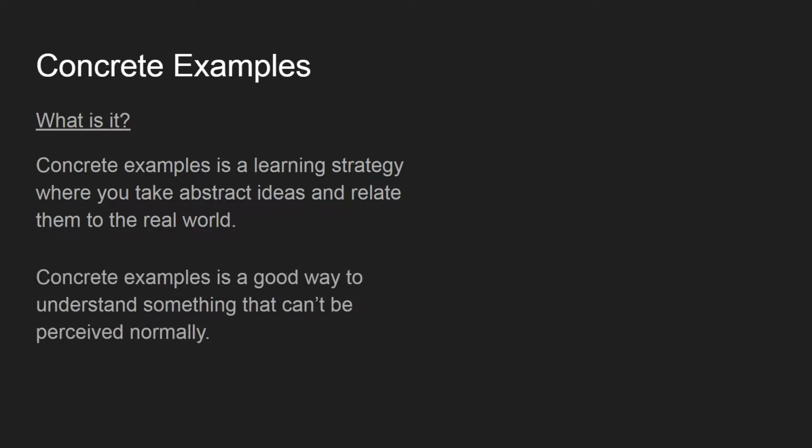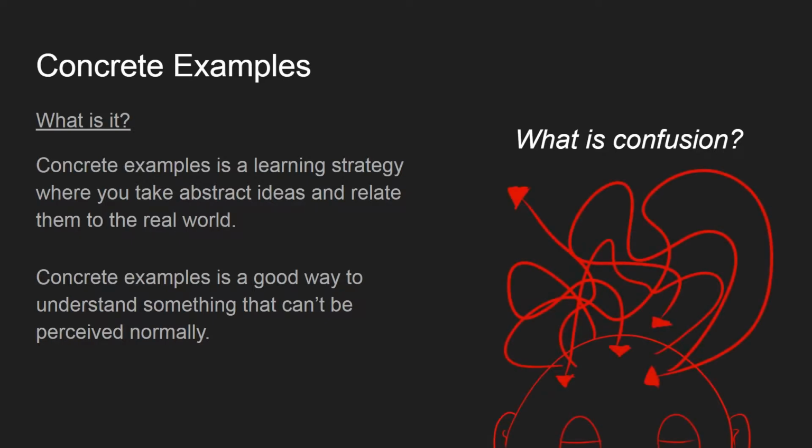Most concrete examples are best used on things that can't be perceived normally, that can't be perceived with the eyes or ears or something like that. So for my example, I used what is confusion. Try and portray confusion using no words and only visual methods. So what I did is I drew someone with lots of arrows around their head. They don't really know where their ideas are going because they're confused. And that's how I would portray it using concrete examples.